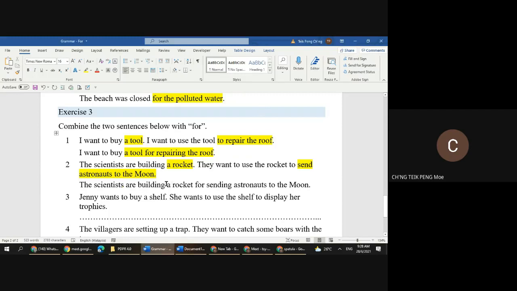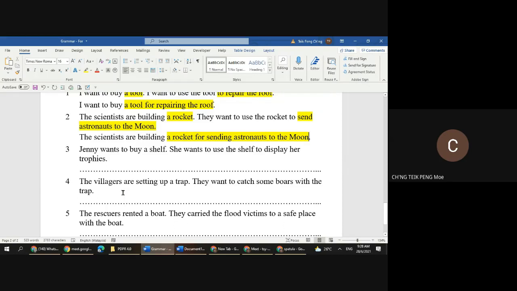Okay, now, a rocket for sending astronauts to the moon, maksudnya roket yang digunakan untuk hantar astronauts ke bulan. Alright, so we use for to talk about the function.